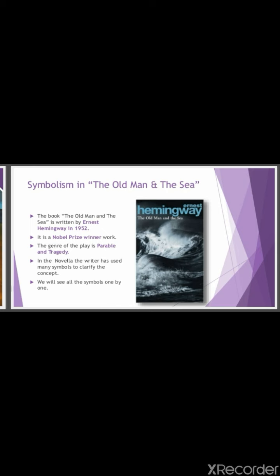The book The Old Man and the Sea was written by Ernest Hemingway in 1952, who was an American novelist famous for his optimism. The Old Man and the Sea is a Nobel Prize winning work. The genre of the play is parable and tragedy. In the novella, the writer has used many symbols to clarify the concept. We will see all the symbols one by one.